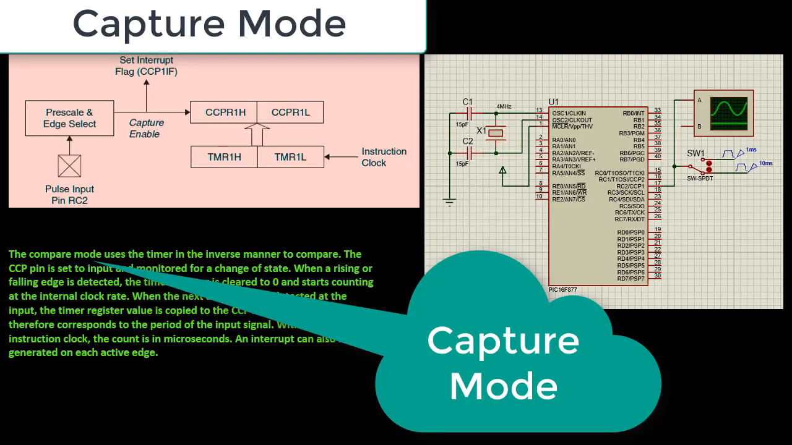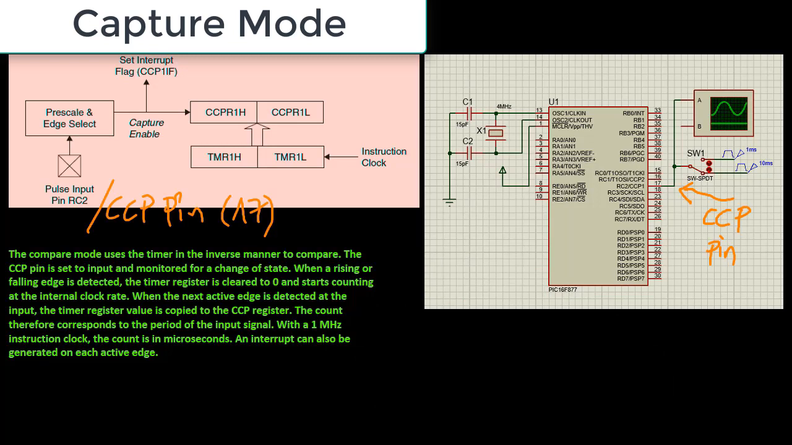The compare mode uses the timer in the inverse manner to compare. The CCP pin is set to input and monitored for a change of state. When a rising or falling edge is detected, the timer register is cleared to zero and starts counting at the internal clock rate. When the next active edge is detected at the input, the timer register value is copied to the CCP register. The count therefore corresponds to the period of the input signal. With a 1 MHz instruction clock, the count is in microseconds. An interrupt can also be generated on each active edge.